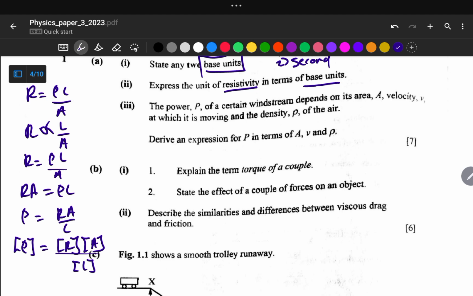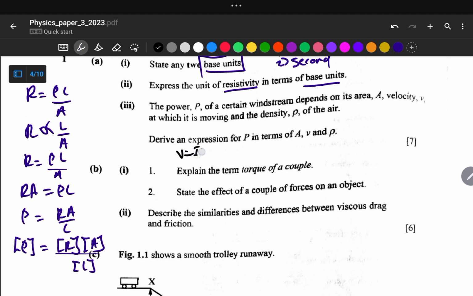So don't forget to put these square brackets whenever you are calculating for base units, because if I remove these brackets, it's now the base quantity, not the base unit. So you should be aware of this difference between the base unit and the base quantity. Okay, so the base unit for cross-sectional area is very simple, it's square meter, and the base unit for length is meter. But for the base units of resistance, we have this equation.